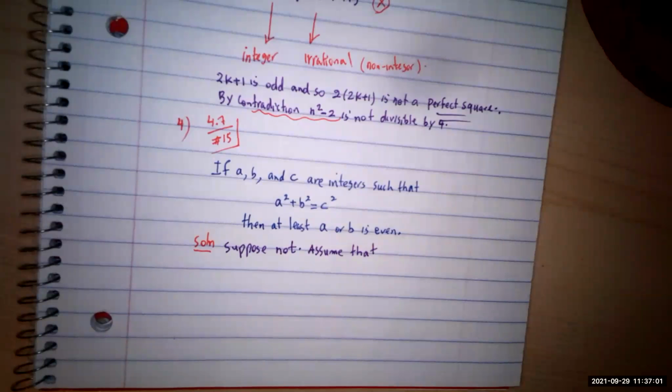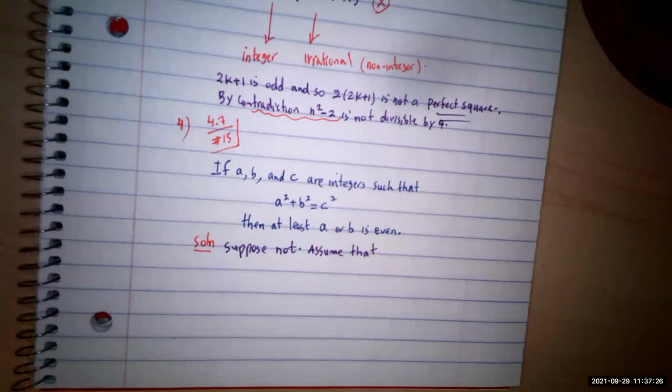Because their statement is: if A squared plus B squared equals C squared, then at least one of them, A or B, must be even. So what's the negation of this statement? A, B, and C are integers such that A squared plus B squared equals C squared, and neither A nor B is even.